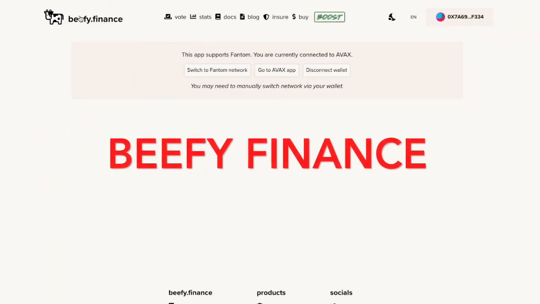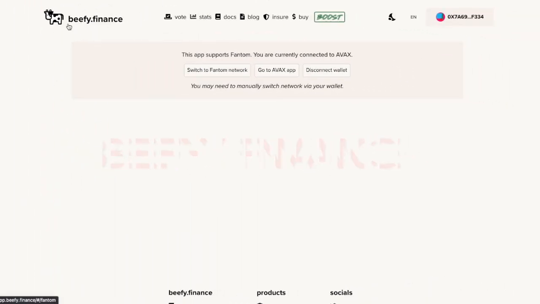The next one I'm going to talk about is Beefy.Finance. This is a pretty stable protocol. It has been there for a long time now, I think over 2 years at least. I've been using this on Binance Smart Chain in the past. This is a yield aggregator. What it does is it basically takes the liquidity that is provided in certain decentralized exchanges, the APRs that those exchanges provide, and automates that entire APR process into APY.